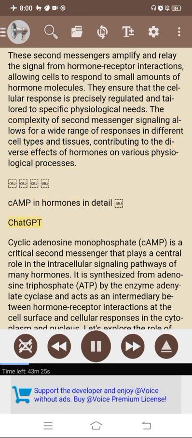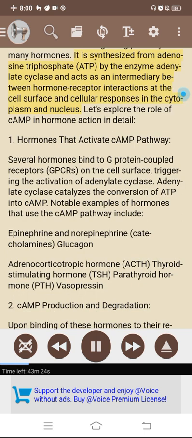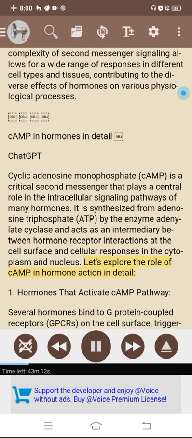cAMP in hormones in detail. ChatGPT. Cyclic adenosine monophosphate (cAMP) is a critical second messenger that plays a central role in the intracellular signaling pathways of many hormones. It is synthesized from adenosine triphosphate (ATP) by the enzyme adenylate cyclase and acts as an intermediary between hormone receptor interactions at the cell surface and cellular responses in the cytoplasm and nucleus. Let's explore the role of cAMP in hormone action in detail.